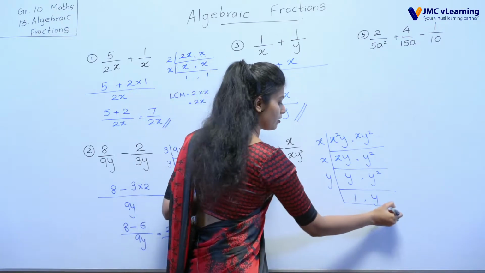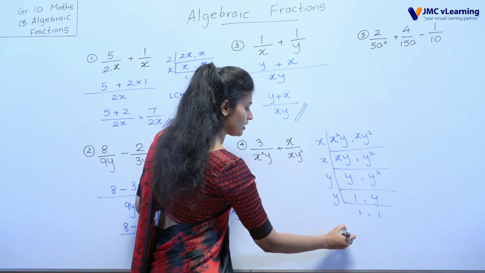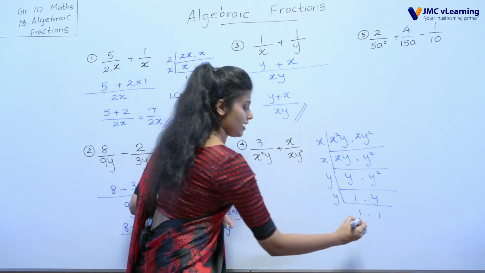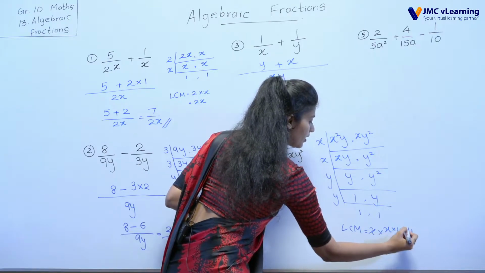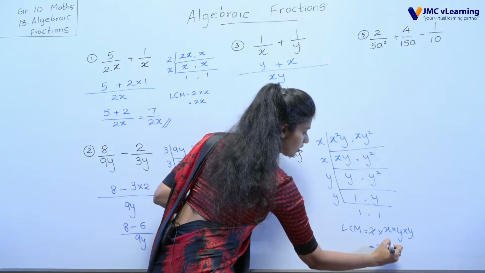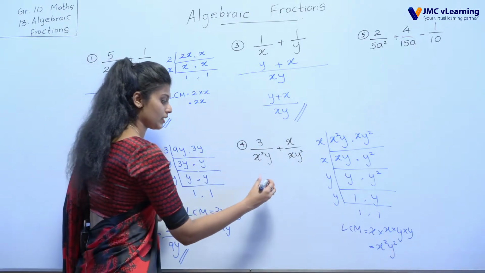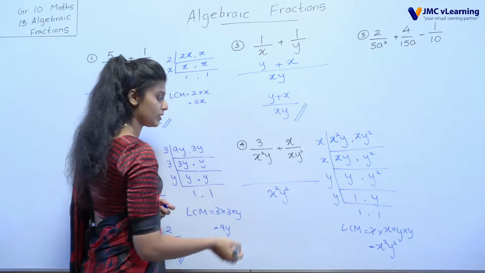Again you have to divide by y, then 1, 1. What is the LCM? Multiply all of this. x into y into y. Then x squared y squared. This is the common denominator. Then x squared y squared is the common denominator.